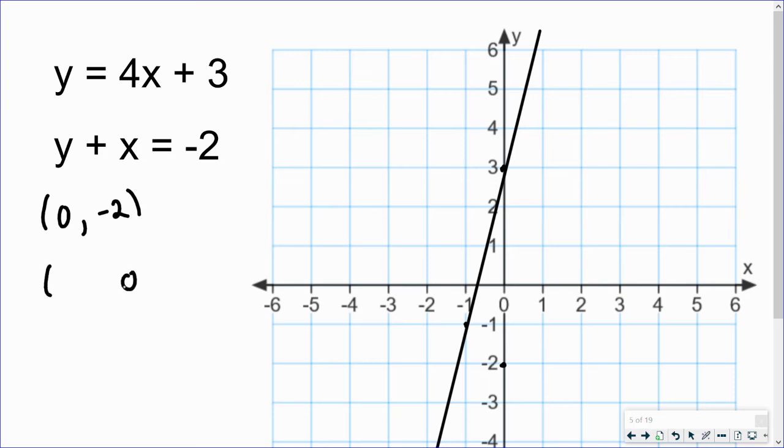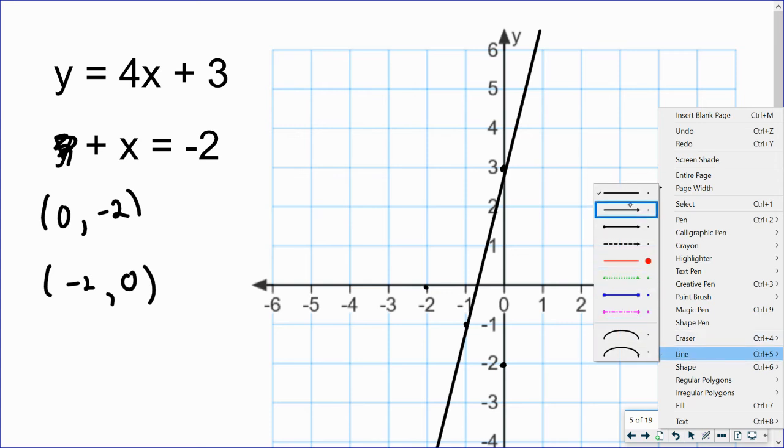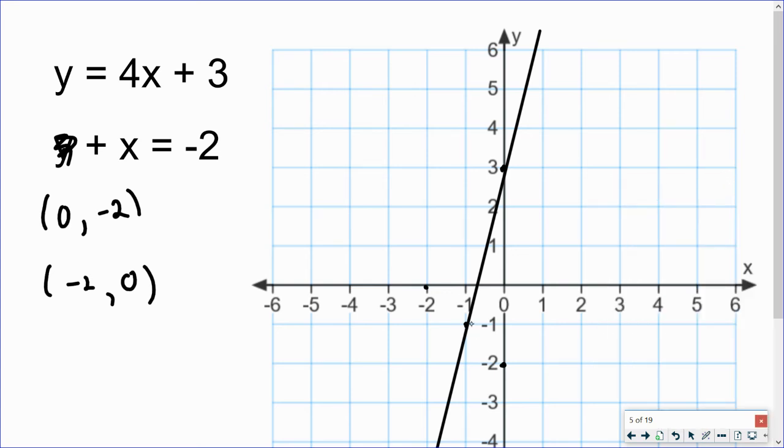Let's say I put a 0 in for the y. Okay, that's a goner. That's -2. -2, put a dot. Now I got 2 points. I can make a line. And I'm going to stay away from that fatty and just stay with this one. So there's those 2 points. Looks like I'm going to look like this.